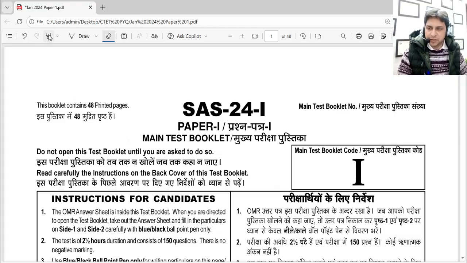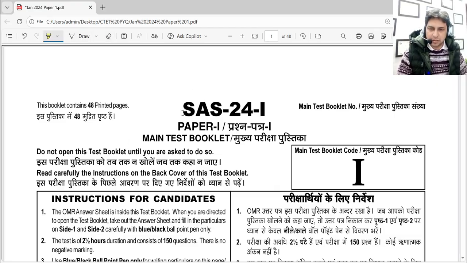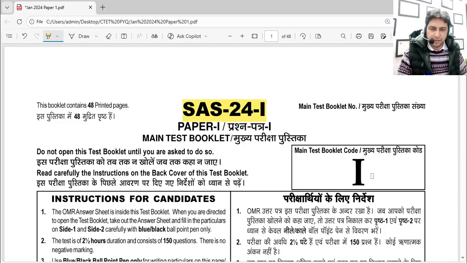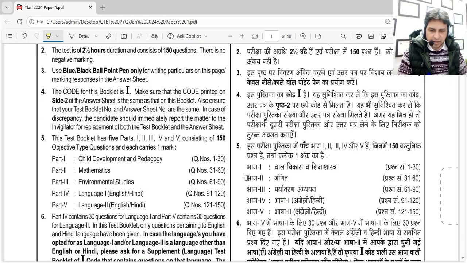The question paper we have picked up is with the code SAS24I, and the test booklet code is 1I, not 1, it's the alphabet I. And the questions from question number 31 to 60 are on mathematics. So let's go ahead.